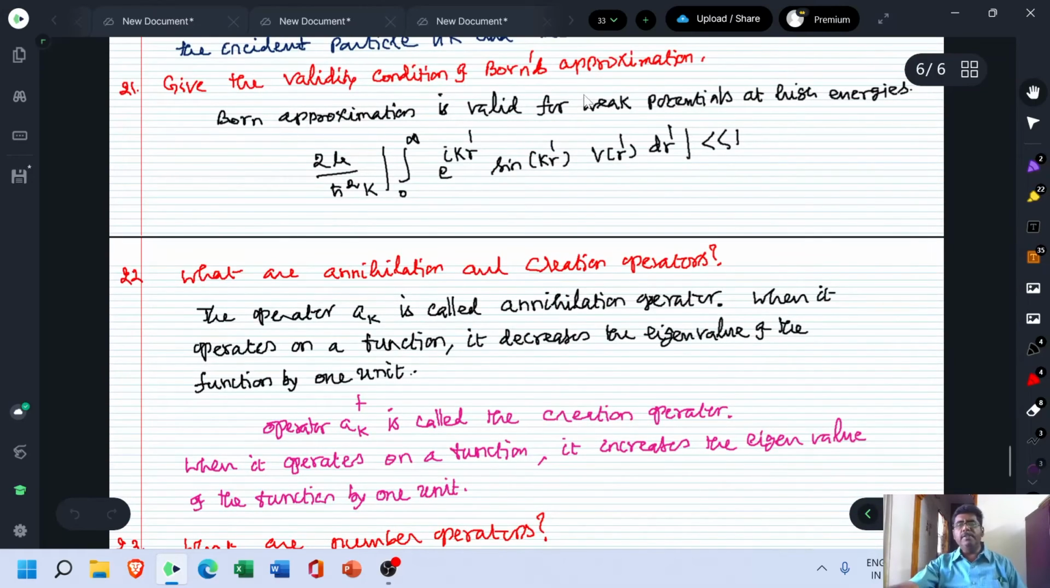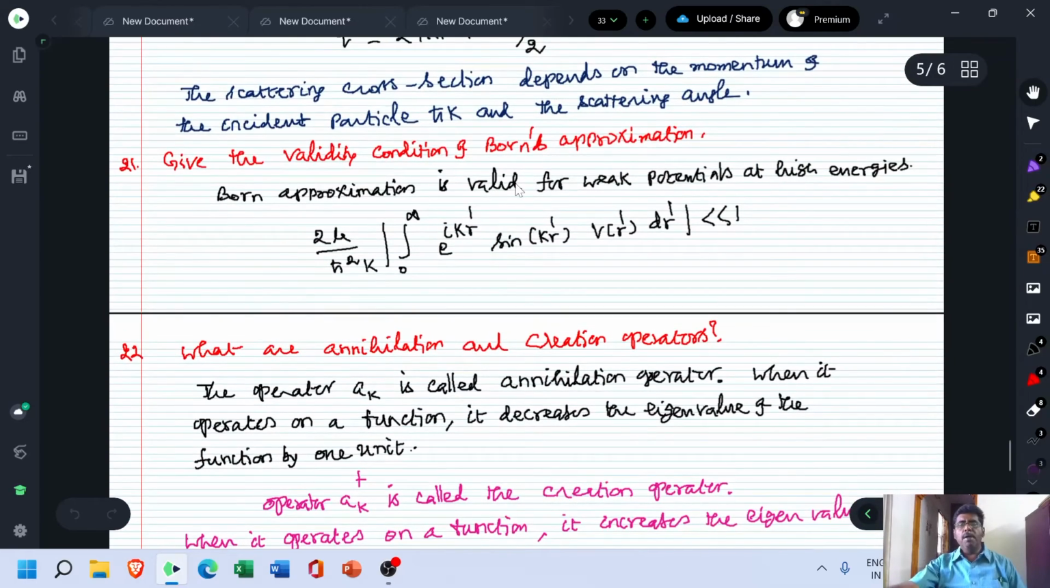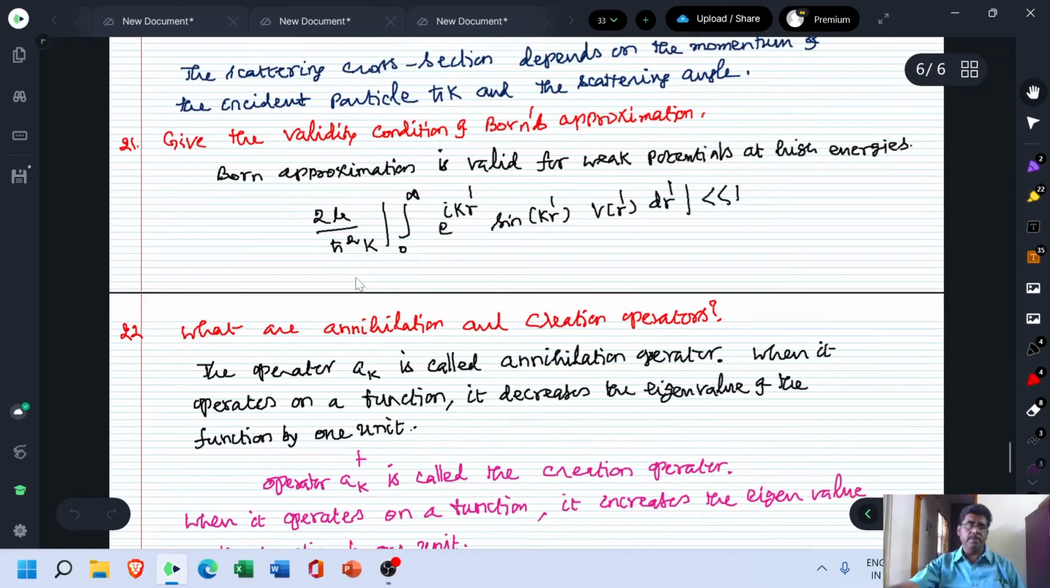Give the validity condition of Born approximation. Born approximation is valid for weak potentials at high energies. See this integral, this is the condition for validity of Born approximation. In this condition, if the potential value is low, the integral value is low. If the energy of the incoming particle is high, the value 2 mu divided by h cross square k is also low. Therefore, the entire expression has value lesser than 1, because if the energy is more, h cross k is more. If it is more, the quantity 2 mu divided by h cross square k is less.